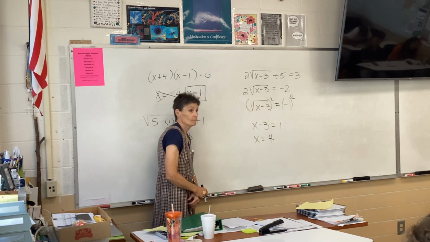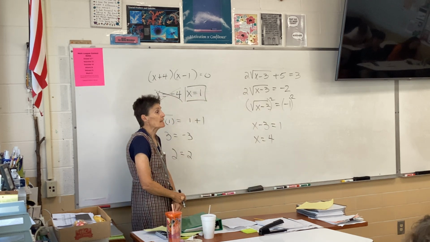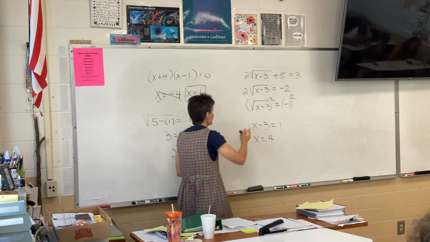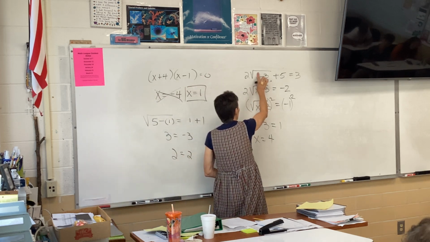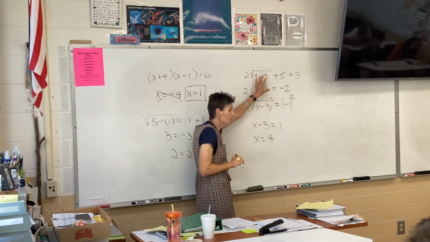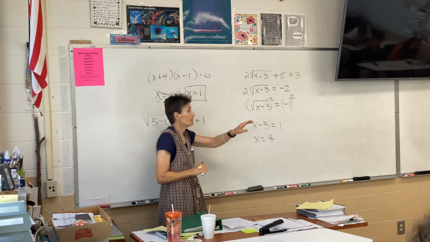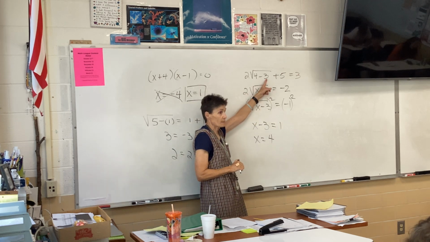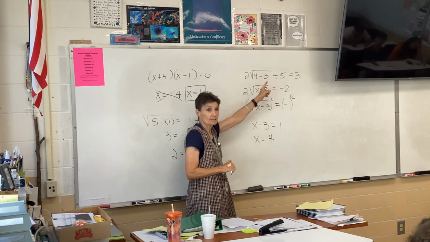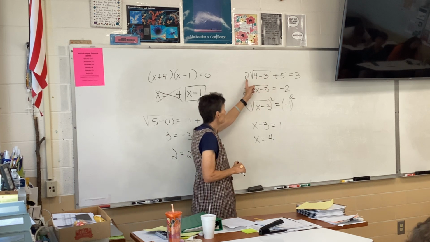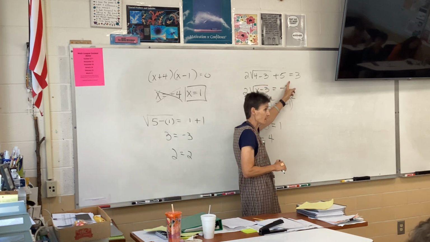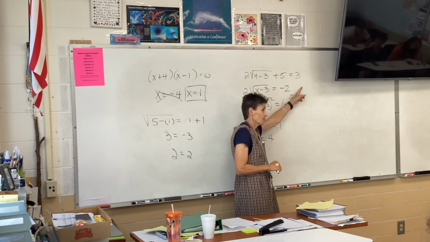Yes. Now, did anyone check that? So checking it, we would put a 4 in right here. Go back to the original problem and put in your 4. Now, what is 4 minus 3? 1. And the square root of 1 is 1. And 2 times 1 is 2. And 2 plus 5 is not 3.